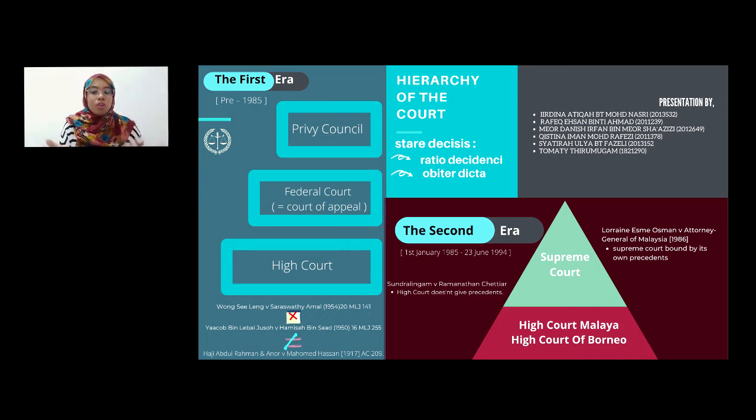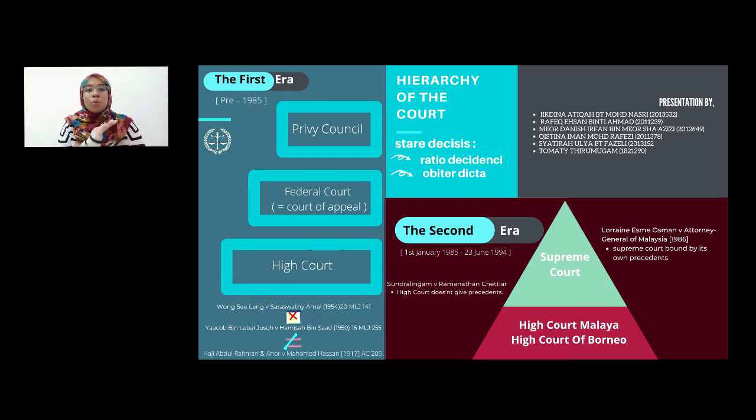For the Federal Court, it is bound in civil matters, but it is not bound in criminal matters. Meaning here that it is bound by any previous decision in civil matters, but not bound by previous decisions in criminal matters. For the High Court, this will remain the same from the first era until the latest era, which is the third era.